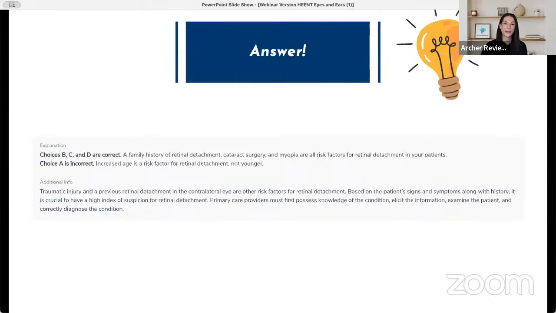And the nice thing about our question bank is it always has additional information, links, pictures, things you might need to really pull it all together. So that is a really, really nice feature of the Archer Review question bank. It not only gives you the choices that are correct, but it also gives you some extra info if you need to look it up or clarify for yourself.